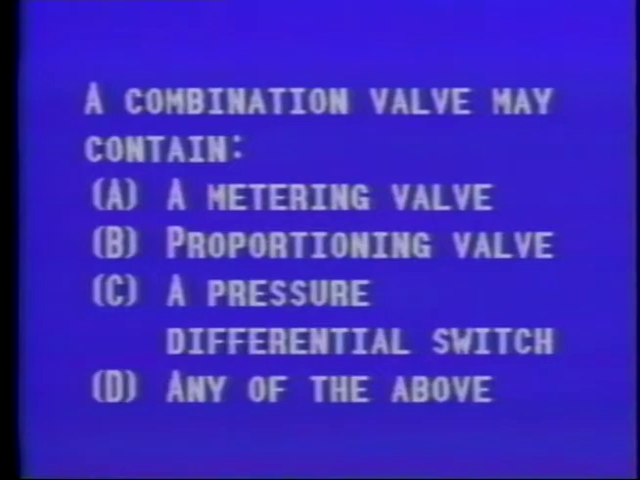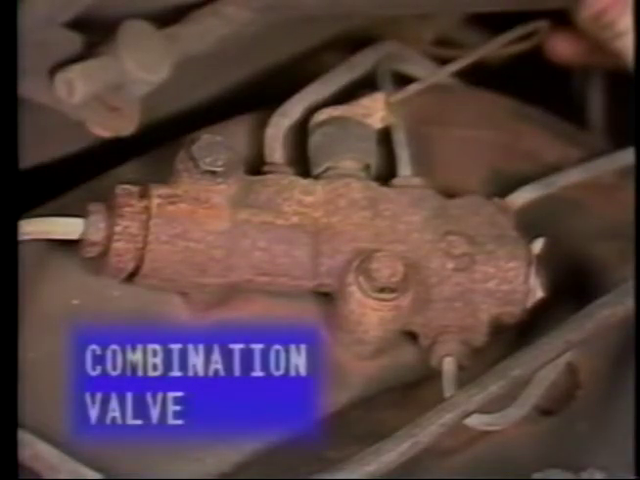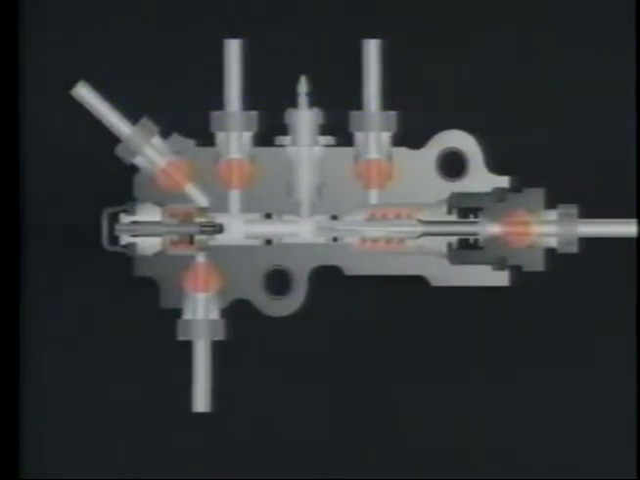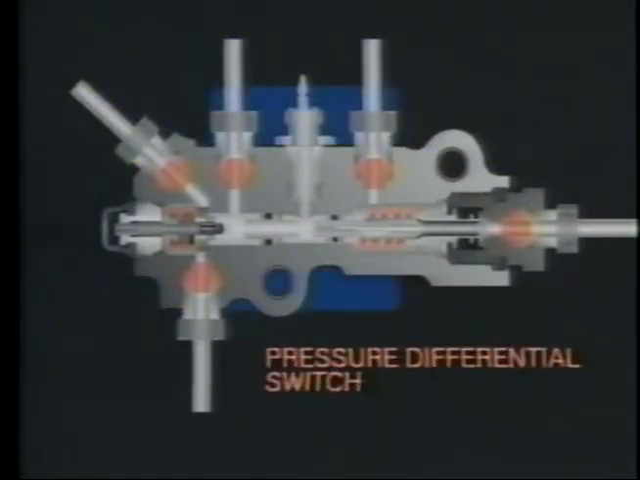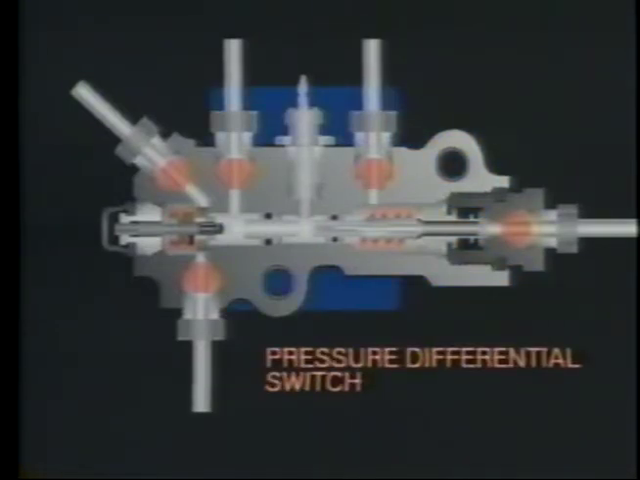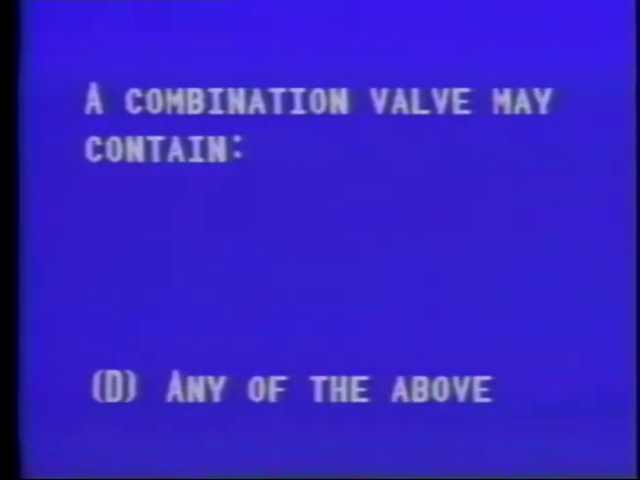A combination valve may contain A, a metering valve, B, a proportioning valve, C, a pressure differential switch, D, any of the above. A combination valve is a single component that may contain any of the above valves or switches. For example, a combination valve on one vehicle may contain a metering valve and a pressure differential switch, while a combination valve used on another vehicle may contain a metering valve, a proportioning valve, and a pressure differential switch. So the correct answer is response D, any of the above.